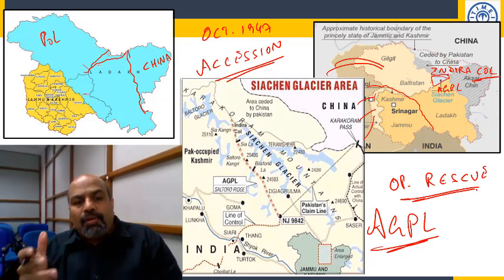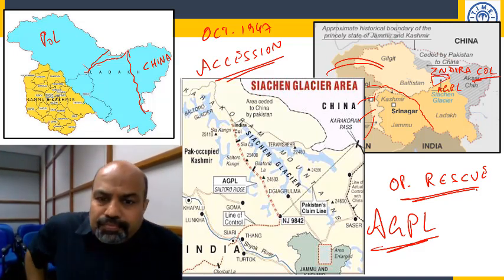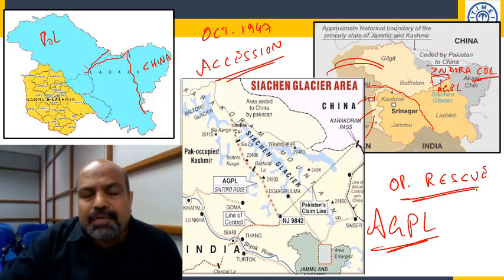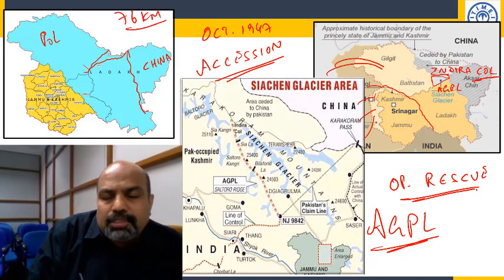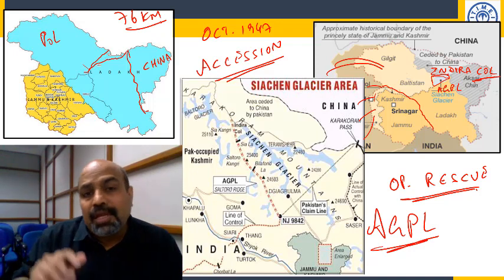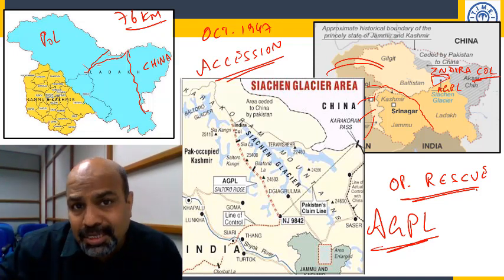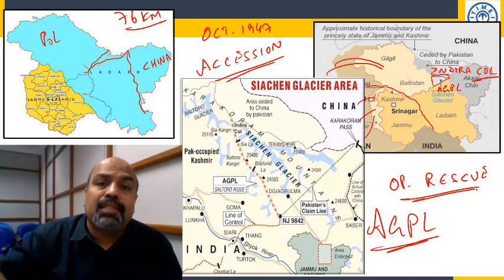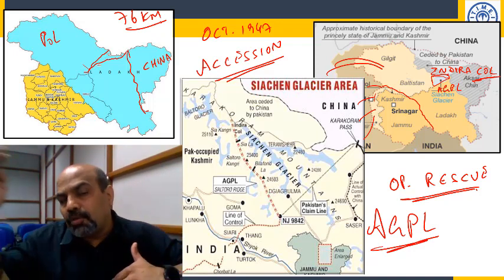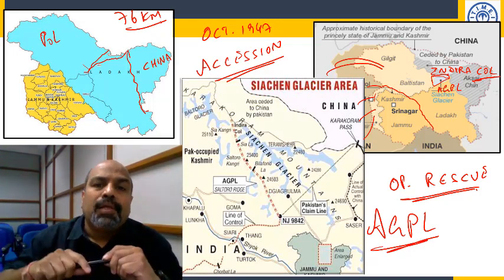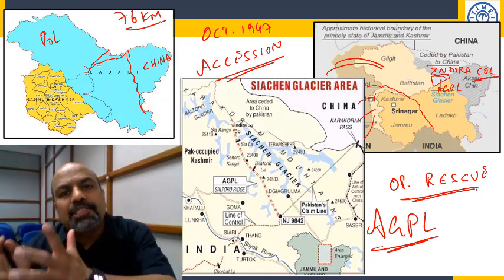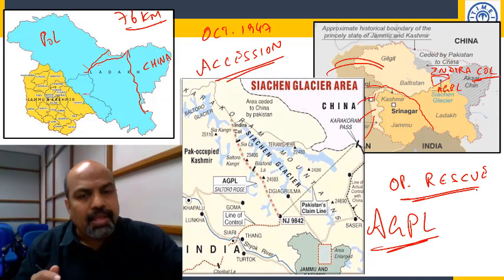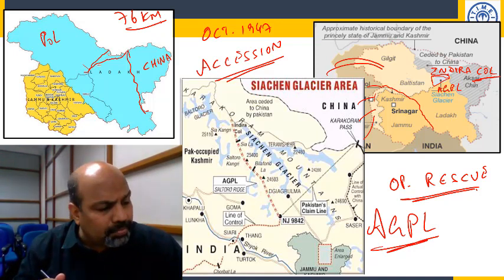Fair? Now let me tell you about the Siachen Glacier. The Siachen Glacier, my friends, is a 76-kilometer long glacier. It is the second longest glacier outside the polar areas. What are the polar areas? The North Pole and the South Pole. Beyond these areas, the second biggest glacier is our Siachen Glacier.